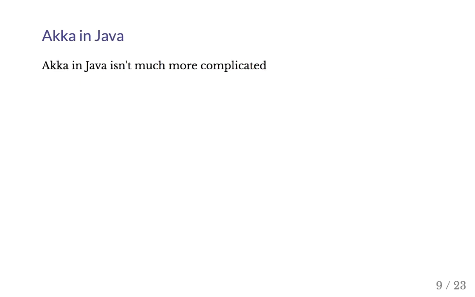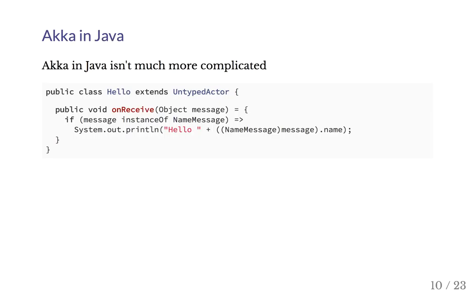Let's have a look at that in Java. Well, Java syntax is a little bit more verbose. There's a bit more text here, but it's really doing the same thing. Public class Hello, and in this case it extends UntypedActor, the Java parent class for the Java API for using Akka. And to make it a bit more idiomatic for Java, the method is called onReceive, because it's an event handler, and it takes an Object called the message, because that message could be whatever you've decided it should be.